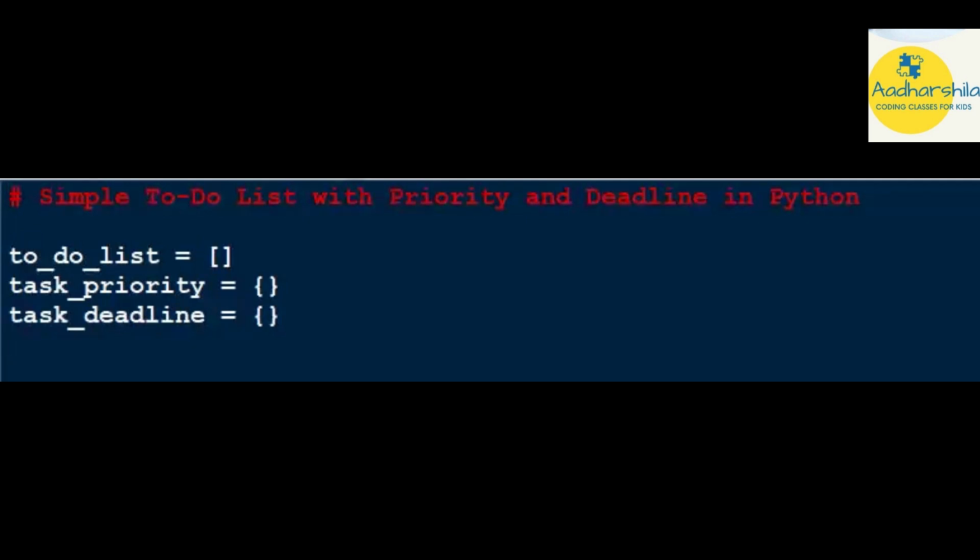Here, to-do list is an empty list that will store all the tasks. Task priority and task deadline are dictionaries that will store the priority and deadline for each task.